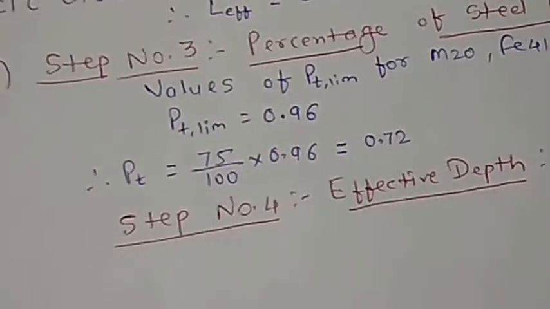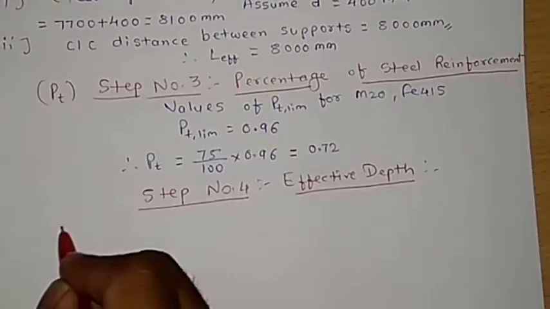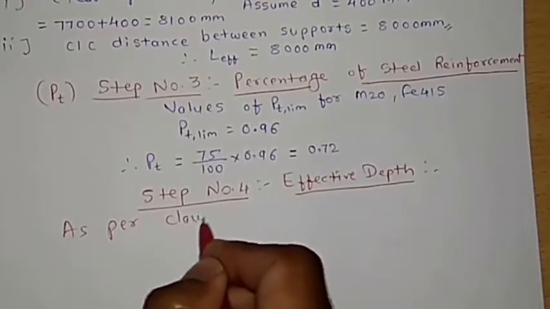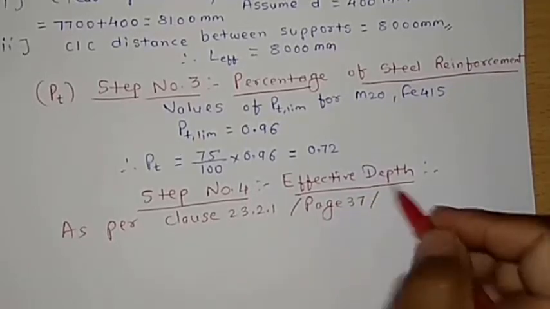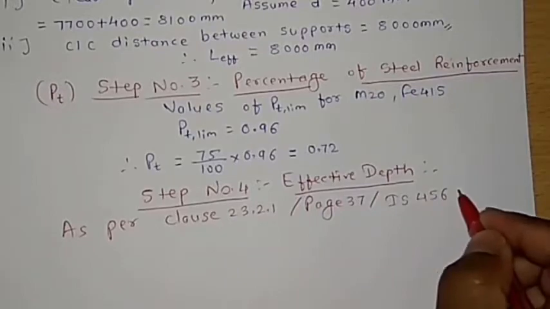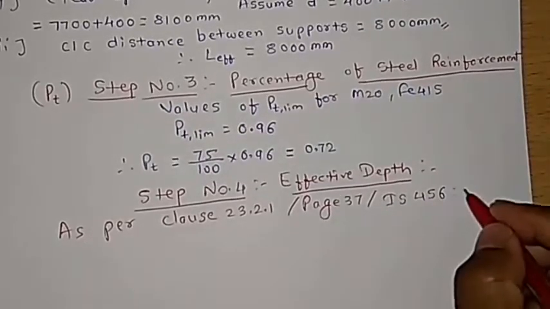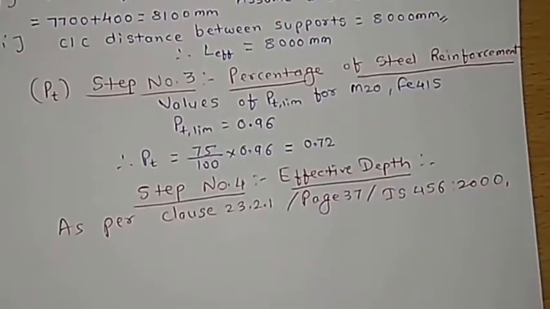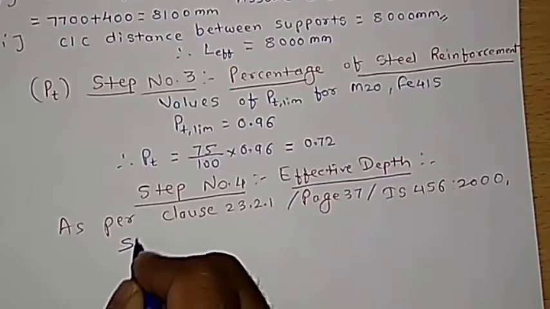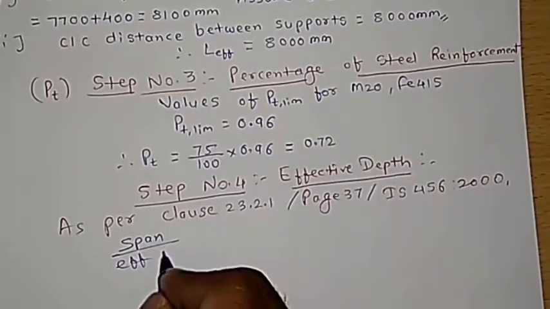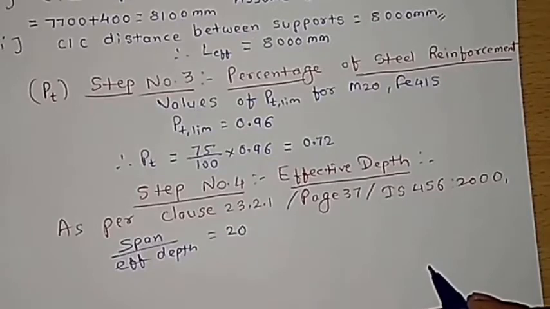So I'll just write down. So as per clause 23.2.1, page 37, let us consider this value as effective span by effective depth ratio, that is span divided by effective depth is equal to 20. Now we need to go ahead with the modification factor.